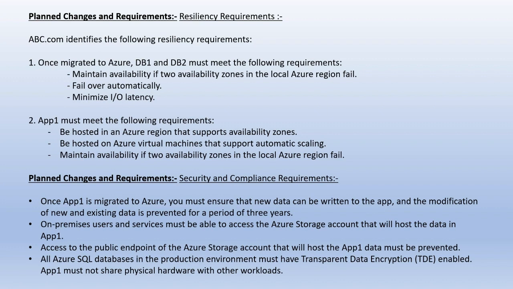Plan changes and requirements. Security and compliance requirements. Once F1 is migrated to Azure, you must ensure that new data can be written to the app and modifications of the new and existing data is prevented for a period of 3 years. On-premises users and services must be able to access the Azure storage account that will host the data in F1. Access to the public endpoint of the Azure storage account that will host the F1 data must be prevented. All the Azure SQL databases in the production environment must have transparent data encryption enabled. F1 must not share physical hardware with other workloads.